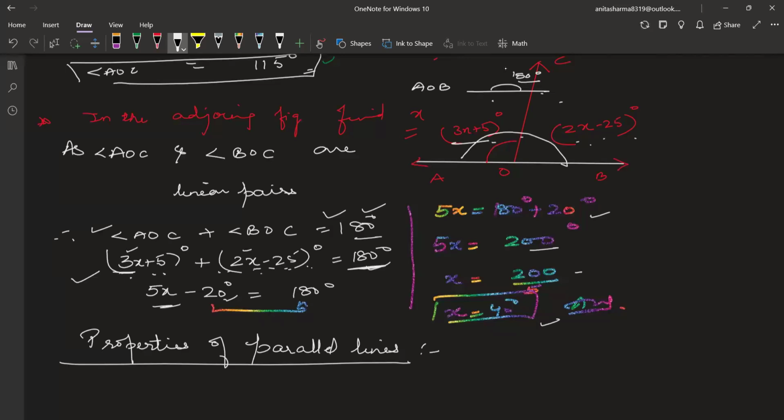So now 3x plus 2x will be equal to 5x, minus 25 plus 5 will be minus 20, is equal to 180. So 5x is equal to 180 plus 20, because when you transpose minus 20 to the right hand side, it gets the sign plus. So it will be 200. Then divide this 200 by 5. It will be 40. Clear, beta? Yes, ma'am.